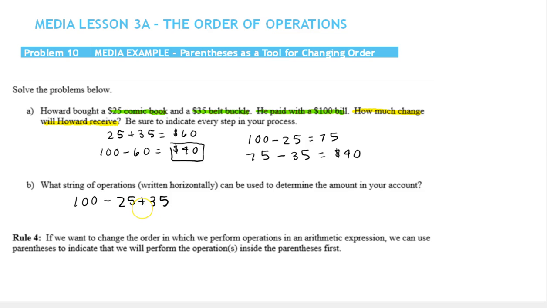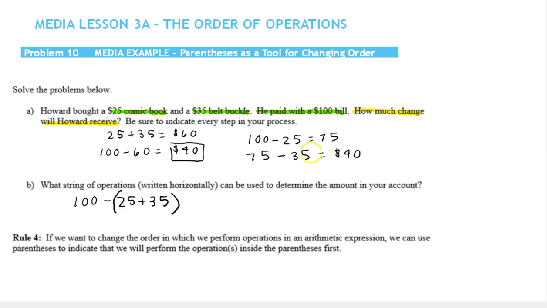So the way we're going to indicate that is to put parentheses around the 25 and 35. So now, even though we, in general, read these from left to right, we would normally do the subtraction first. The parentheses are saying do what's in here first. So first you would do 25 plus 35, you would get the 60. Then you would do the 100 minus 60 to get 40.